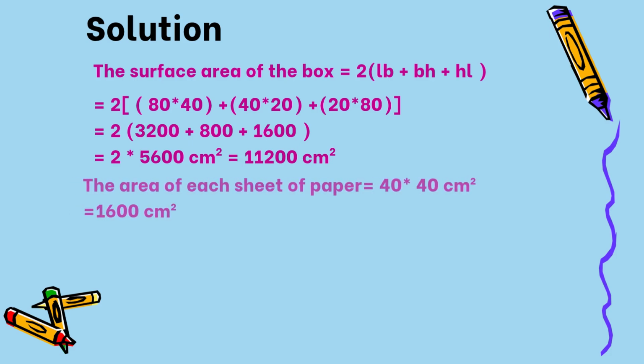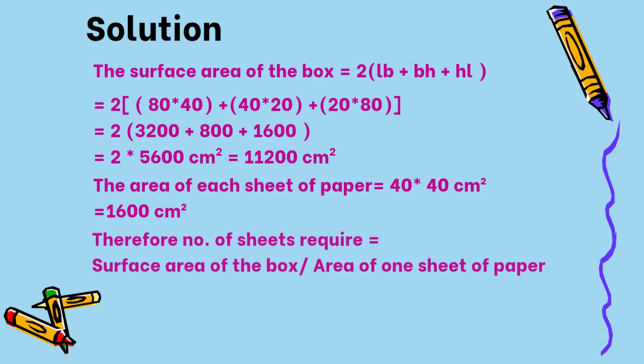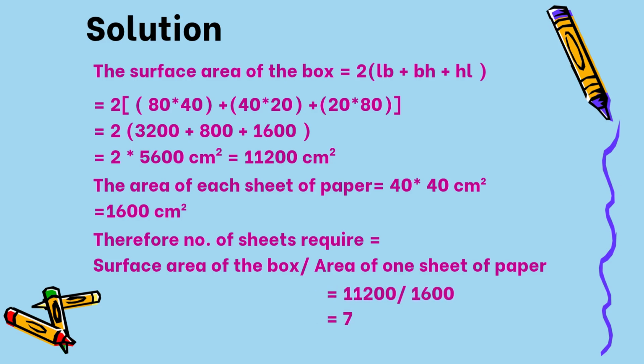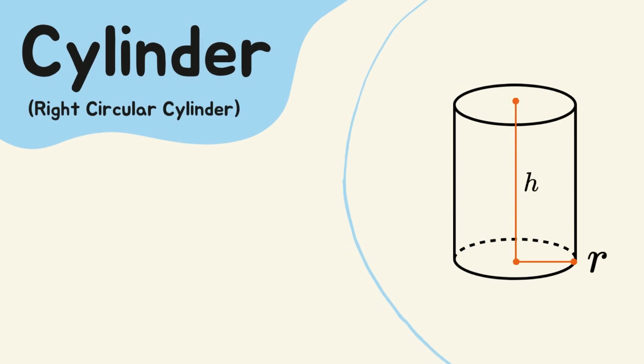Next, the area of each sheet of paper, which is 40 centimeters by 40 centimeters, is 1600 centimeters squared. Therefore, the number of sheets required would be the surface area of the box divided by the area of one sheet of paper, equals 11,200 centimeters squared divided by 1600, equals 7 sheets. Now we'll move on to the cylinder, specifically the right circular cylinder.